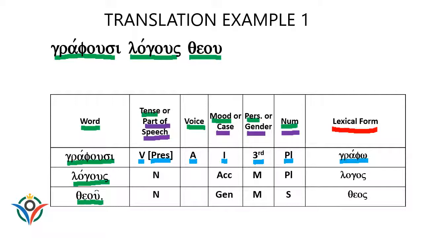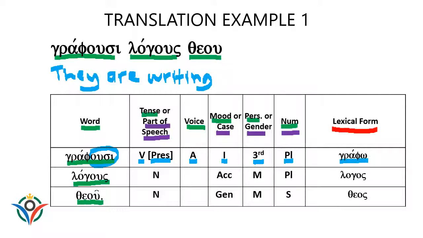So based on that information, how would we translate graphousi? Well, remember from our verb endings, the ousi tells us that the subject is they. So we would begin with the subject, they. And what are they doing? What is the meaning of grapho? It's I write. And we want to convey the imperfective verbal aspect, the linear idea. So it's they are writing. And what are they writing?